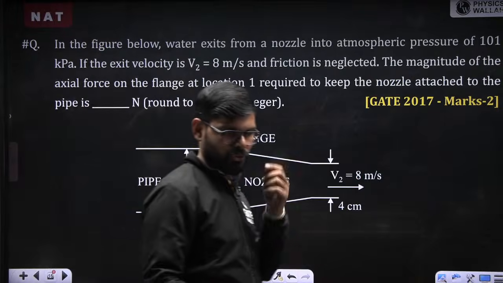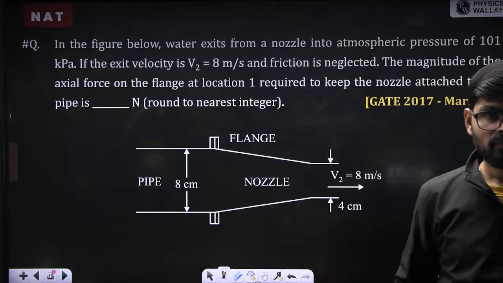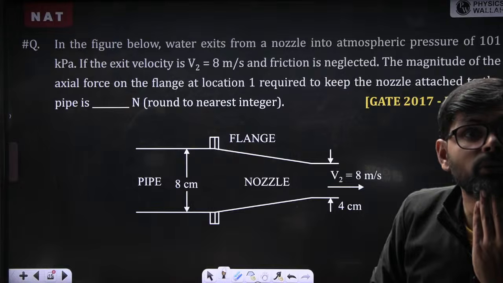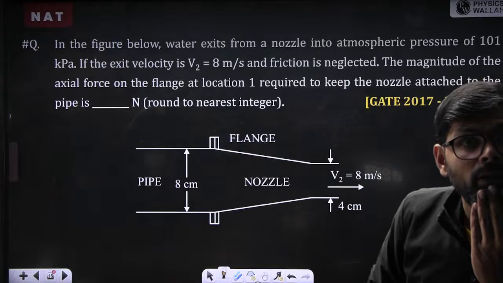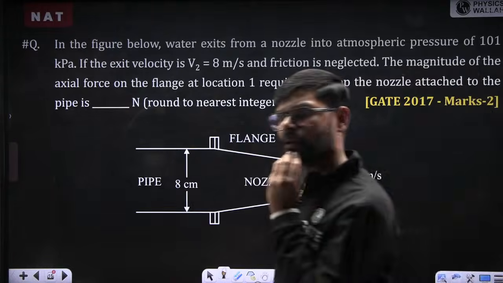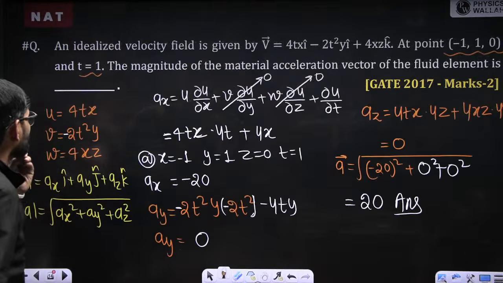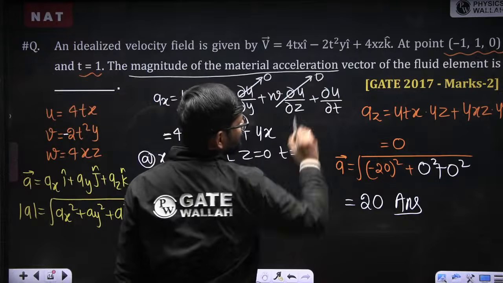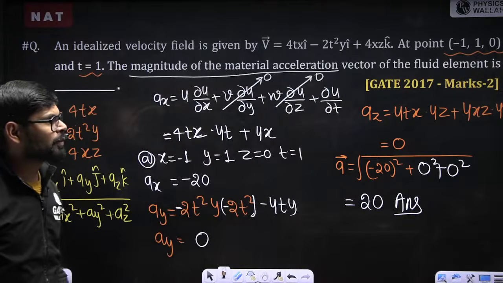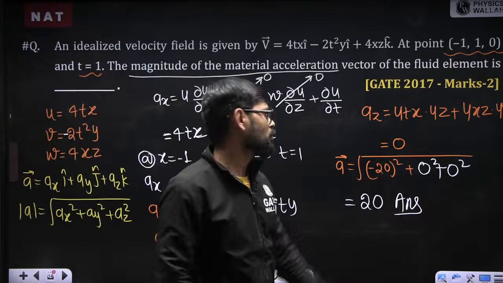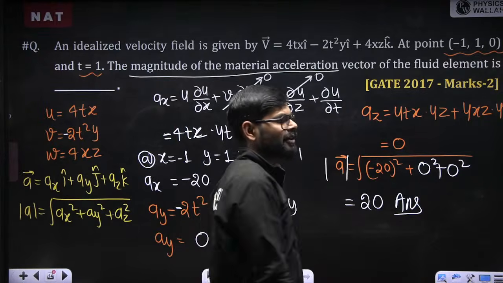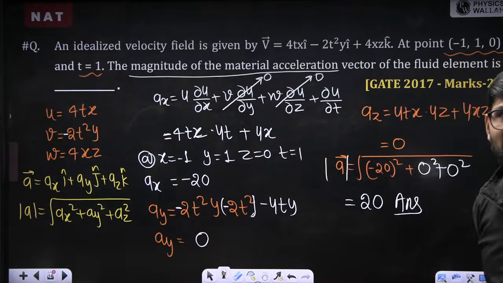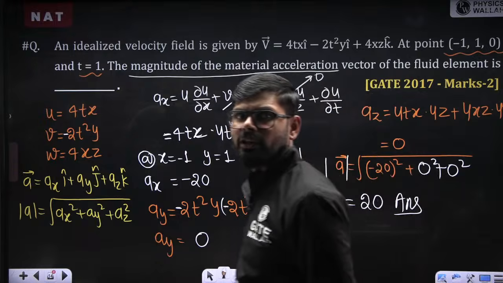Okay, this question you solve. Sir, we are giving components of A. They are not asking for the components of A, they are asking the magnitude of material acceleration. Right. So magnitude of material acceleration means you have to use the formula mod. Right. Magnitude they are asking, my dear. So the answer will come plus 20 only.